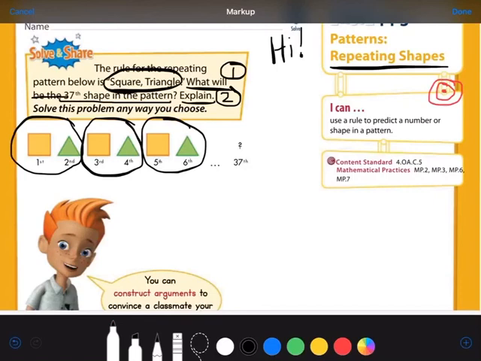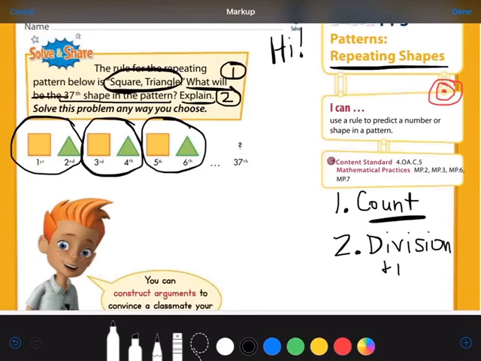Now there's 2 ways we can solve these pattern problems. The first way is by physically counting it out. It's kind of like the foolproof, easy way to get the job done. The other way might be a little bit faster, but it might be a little more difficult. And that's using division and reasoning, meaning we're using our logic to figure out the answer. So let's try counting it, and then we'll try using division and reasoning.